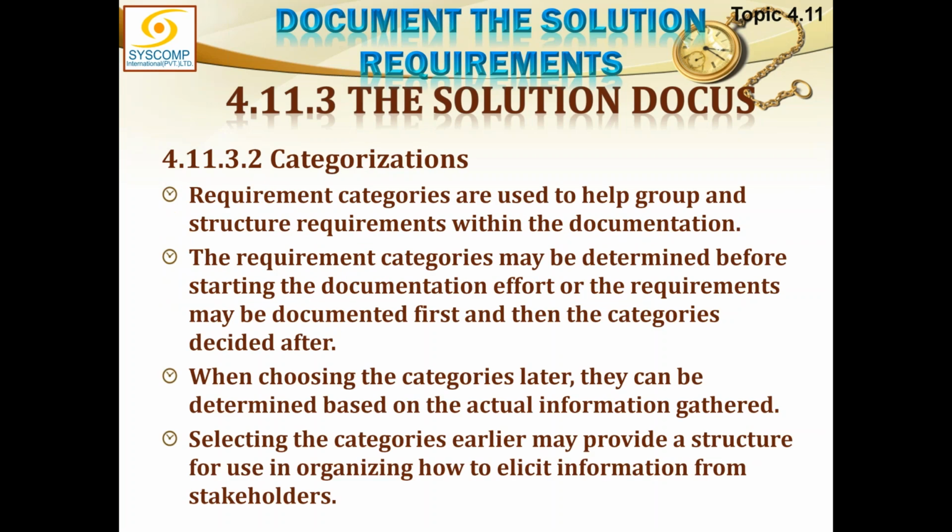Categorizations. Requirement categories are used to help group and structure requirements within the documentation. The requirement categories may be determined before starting the documentation effort, or the requirements may be documented first and then the category is decided after. When choosing the categories later, they can be determined based on the actual information gathered. Selecting the categories earlier may provide a structure for use in organizing how to elicit information from the stakeholders, but you could do it both ways.